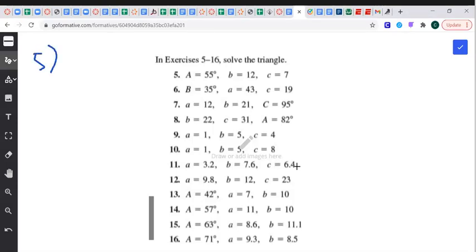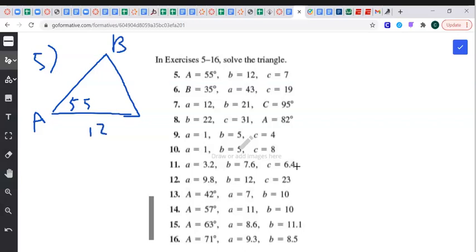So I've got to draw my own triangle. We got a 55-degree angle for angle A. We're just going to draw a triangle here. B, we got 12 across from angle B. We got angle C with a 7 across from that. Okay. It's not a right triangle. There's no known angle on opposite sides, so we must use the law of cosines.